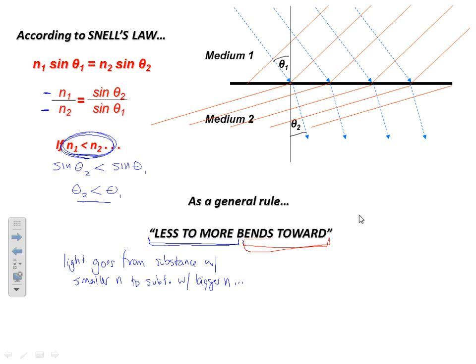How about this? If light goes from a substance with a smaller n to a substance with a bigger n, then light bends toward what? Well, it went toward, oh yeah, the normal.